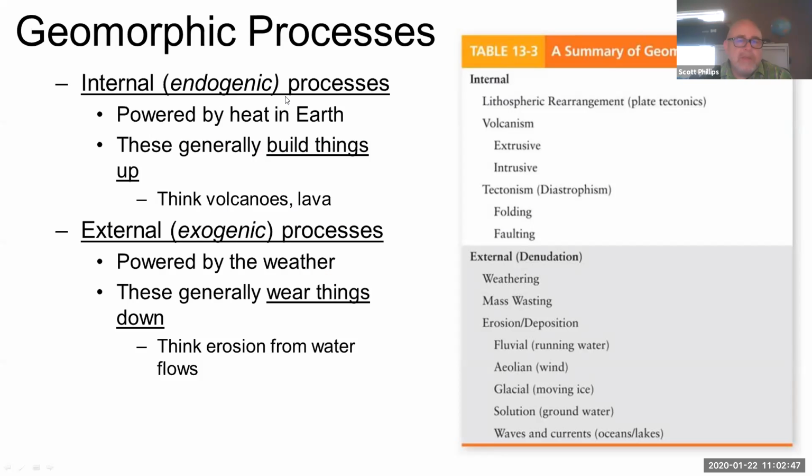So again, we have the internal processes, also known as endogenic. They're powered by heat within the earth, such as from volcanoes and magma. And we also have external or exogenic processes. These are powered by the weather, and these wear things down, like erosion from water. So we're going to discuss some of the internal processes, and then later on, we're going to discuss some of the external processes. We're going to divide and conquer and look at these individually.